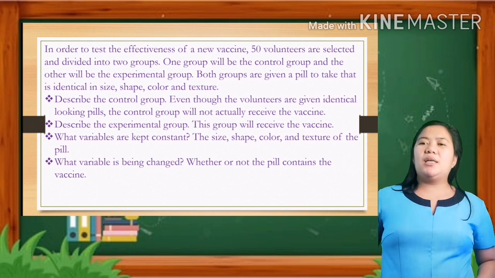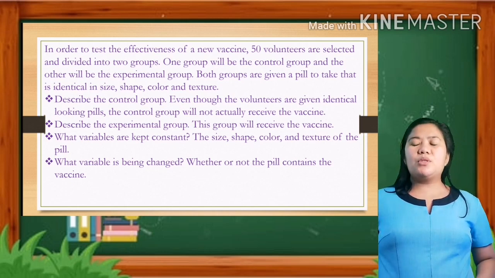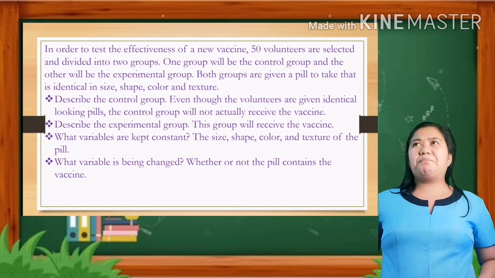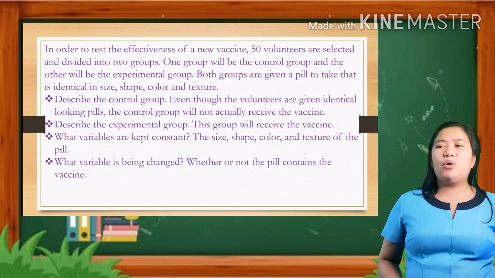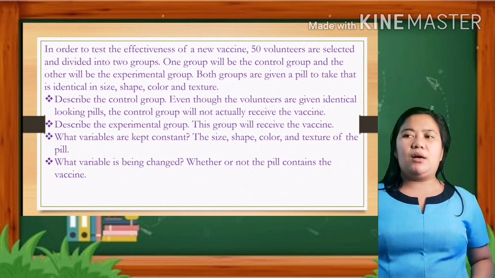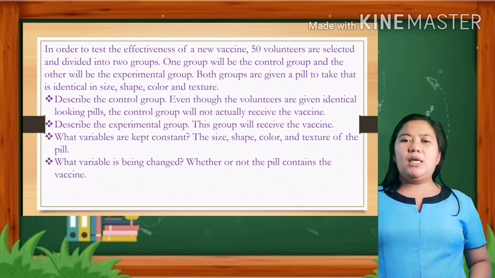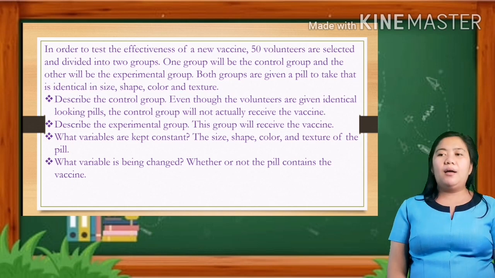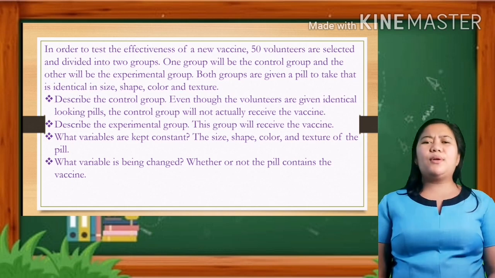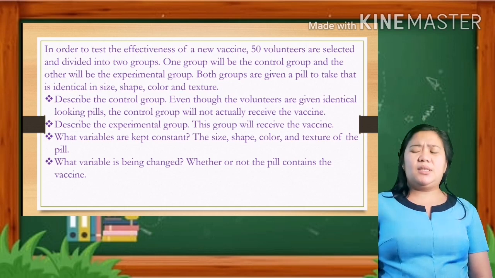What variables are kept constant? Both of the groups have the same size, shape, color, and texture of the pill. Next, what variable is being changed? Whether or not the pill contains the vaccine. So the control group is very, very important in research.